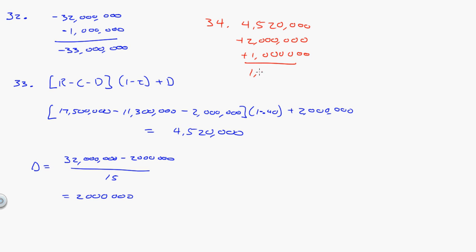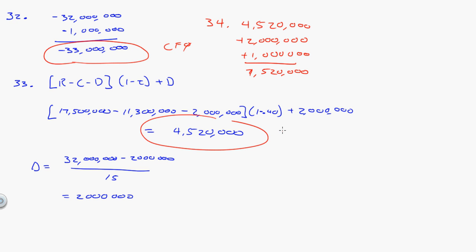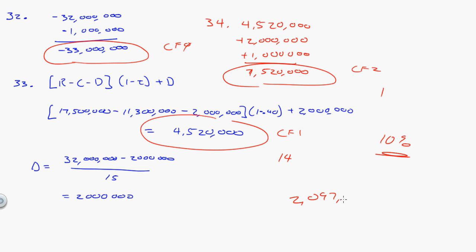So that's $7,520,000. Alright, so now to get the net present value, this is cash flow 0, so it's CF0 in your calculator. This is cash flow 1, CF1, but the frequency is 14, that happens 14 times. This is cash flow 2, and it happens once. And then your discount rate is 10%. Plug all that into your calculator and you should get $2,097,655.62 for your net present value.